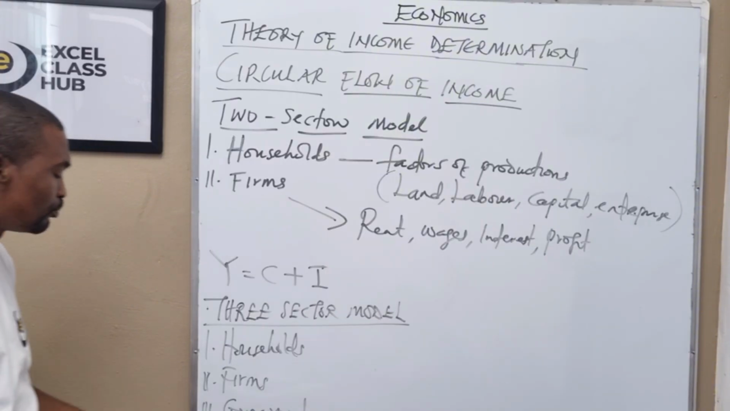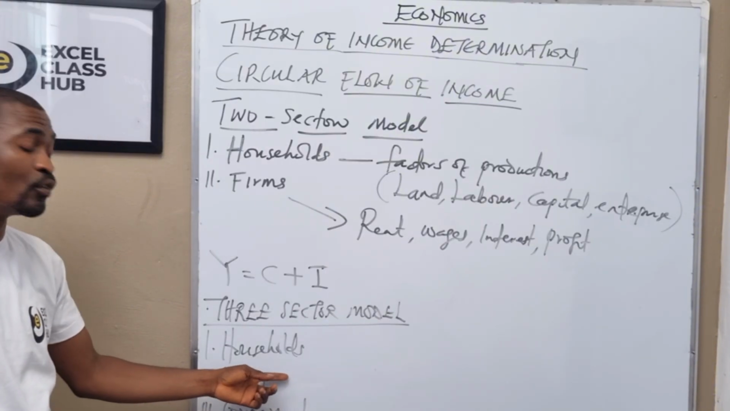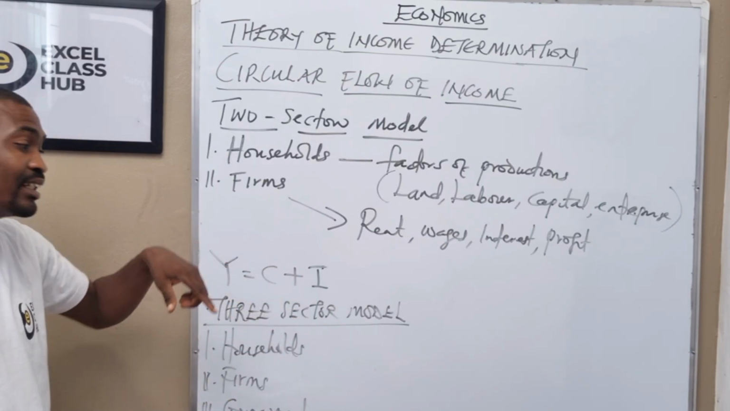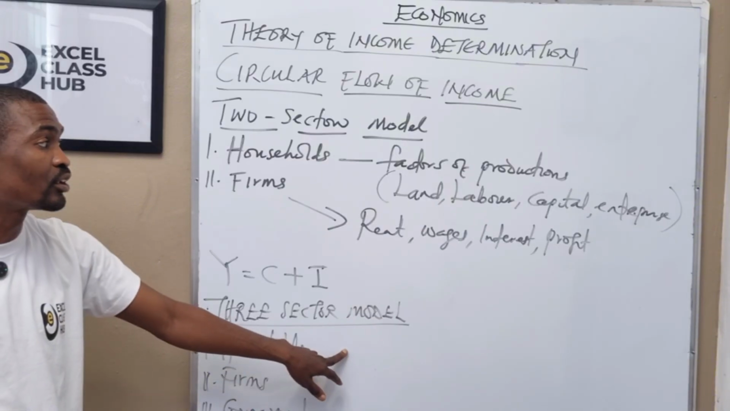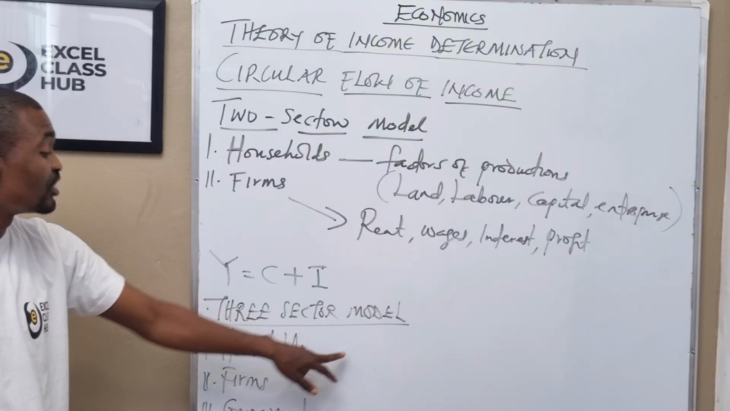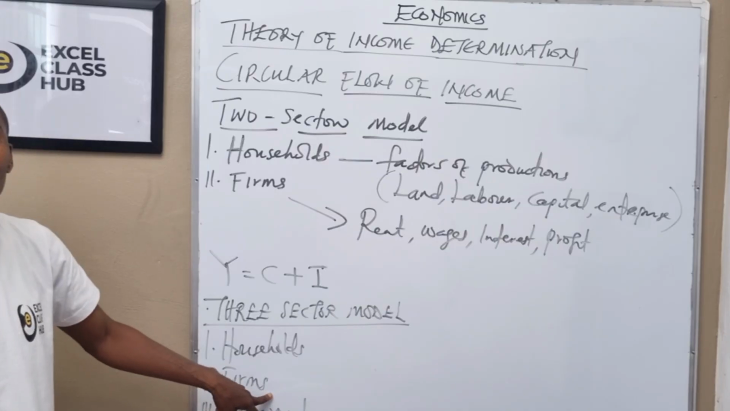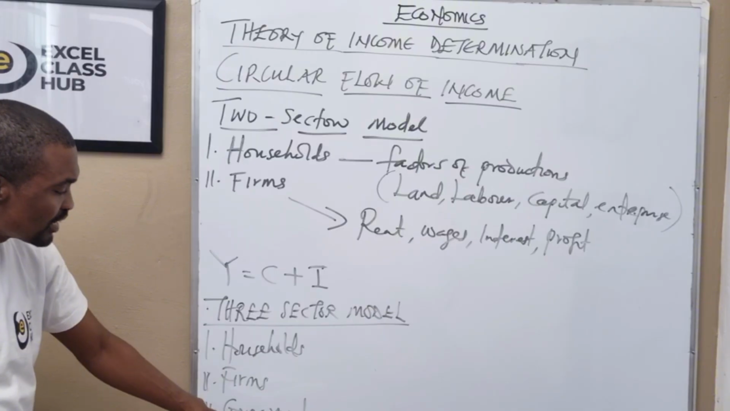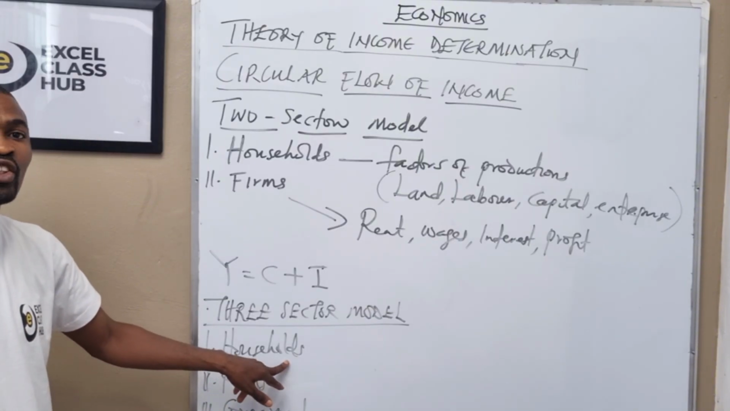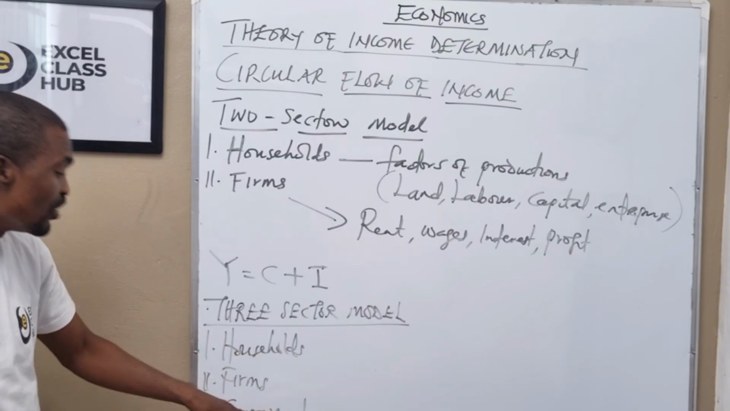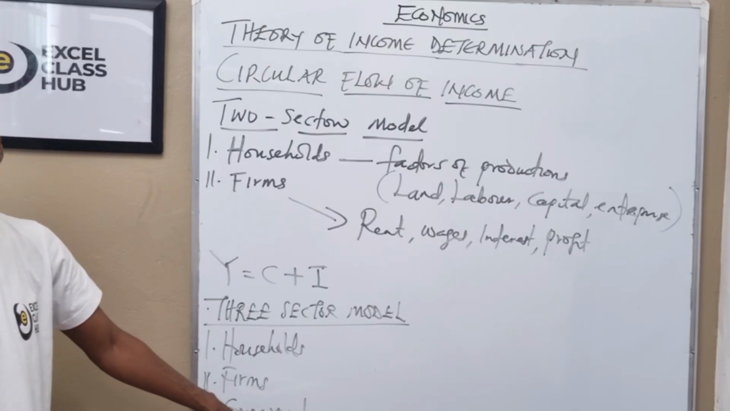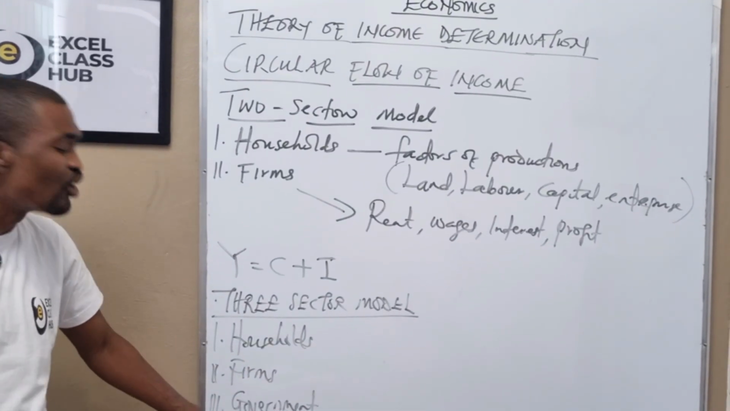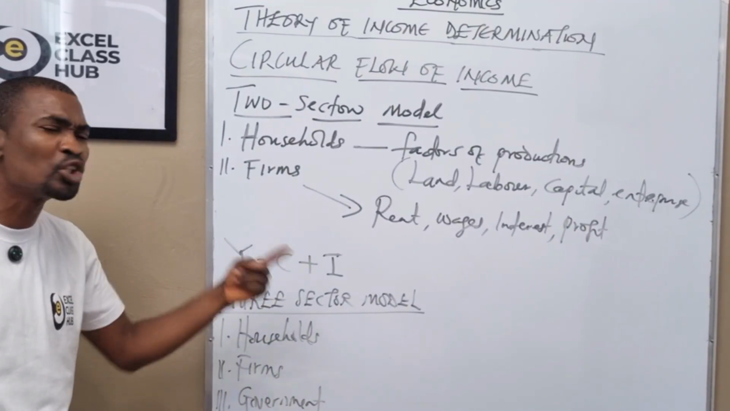It explains how the income flows from household to firms, firms to government, then government to household, and it circulates like that. Now, the household renders factors of production. They render their services to the firms. Now, the firm in turn will pay the household either wages or salaries. Now, the government in turn will tax the households, which falls under personal income tax. The firm also will pay tax to the government, which falls under corporate tax. Now, the tax that the household and the firms pay to the government, the government in turn will use to provide social amenities.